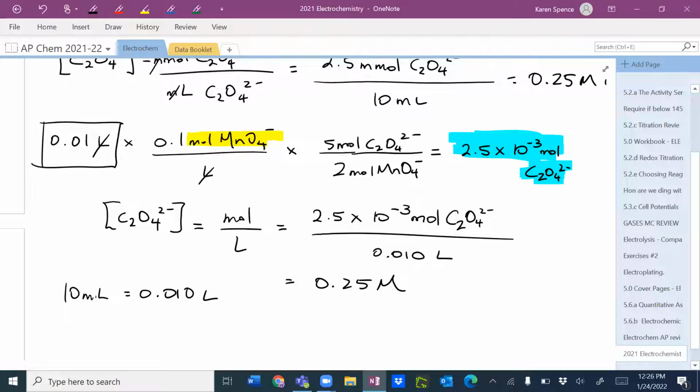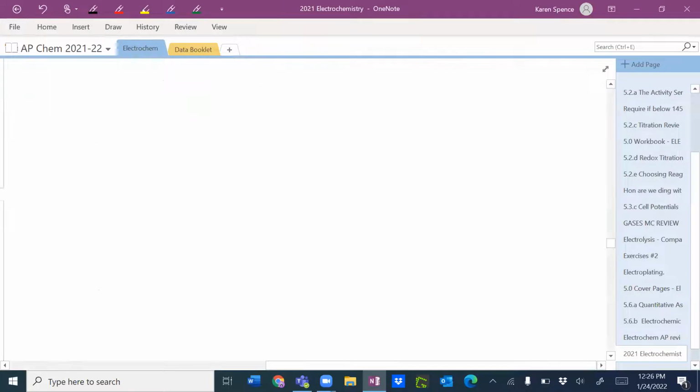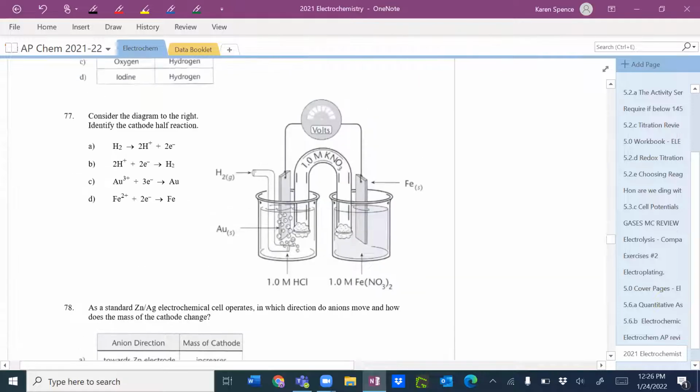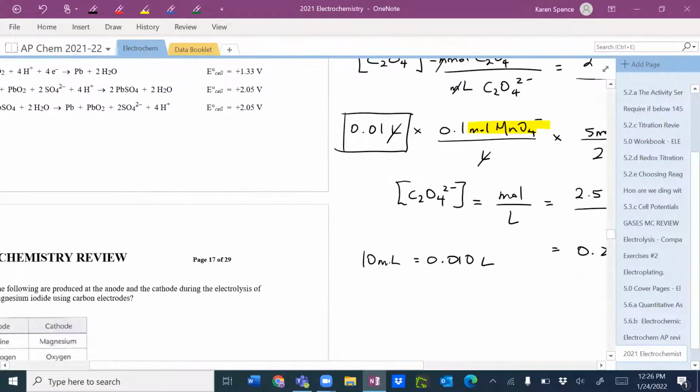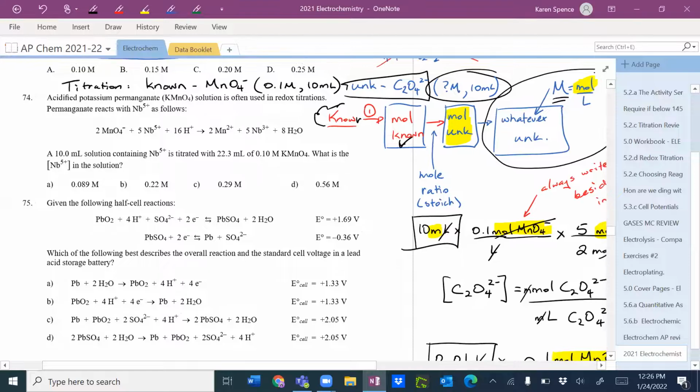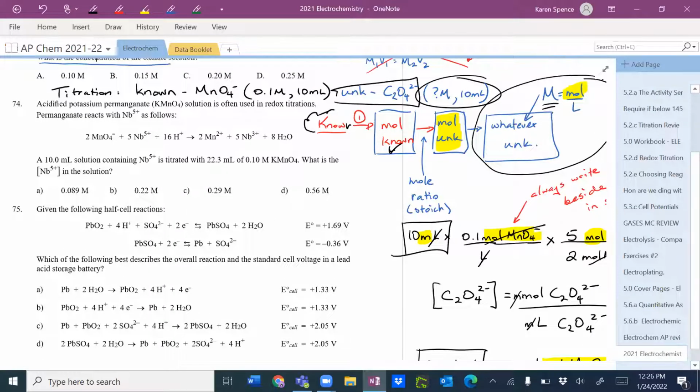I kind of like milli because then I get numbers that don't have exponents all over them. Where did it all go? It jumped around again. But nothing wrong with changing it to moles. Nothing wrong at all.